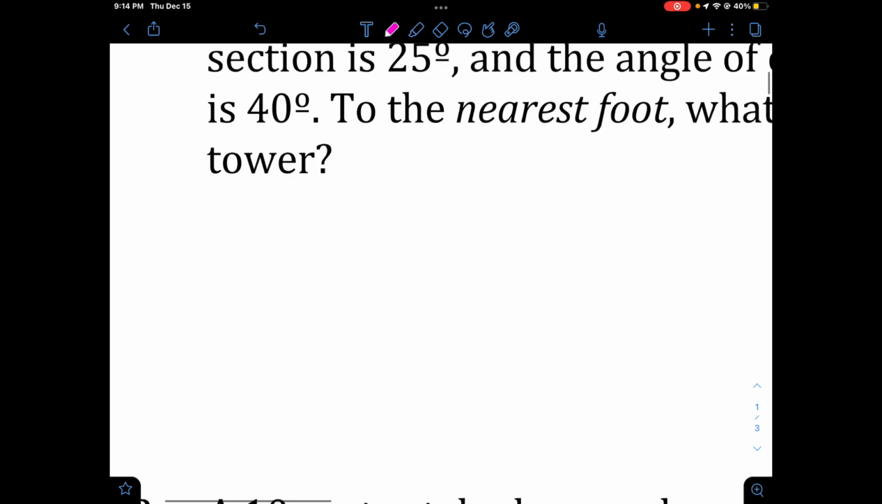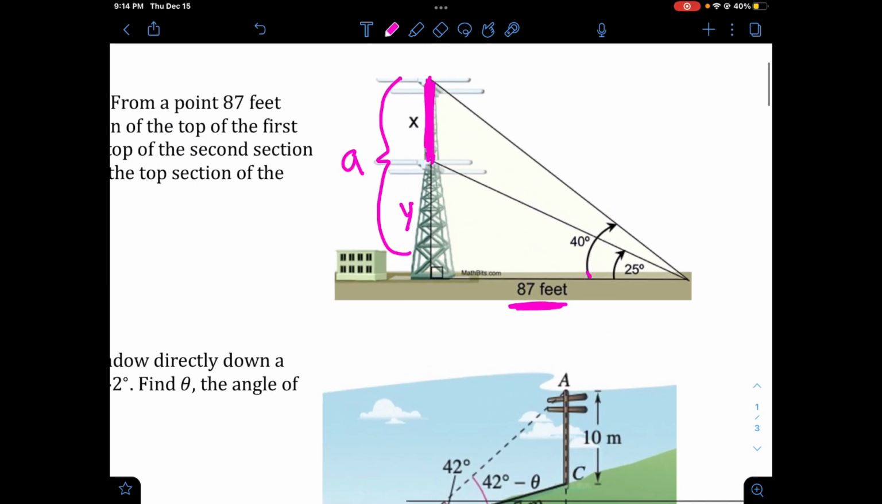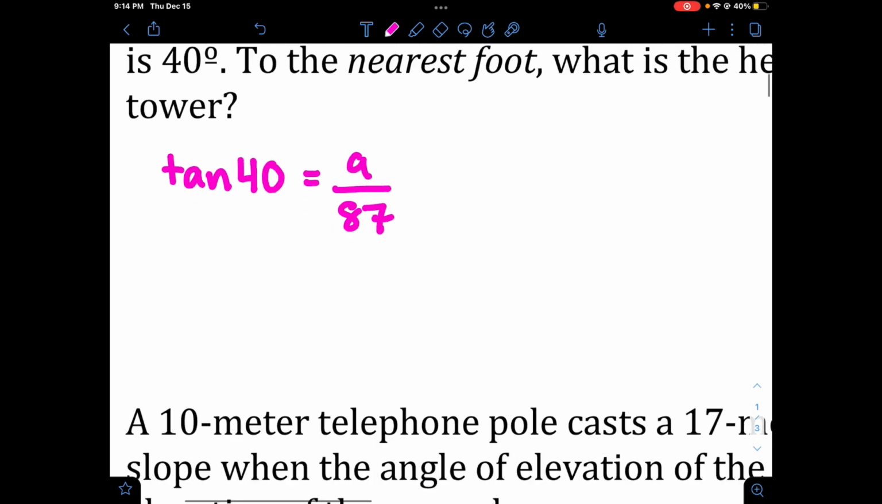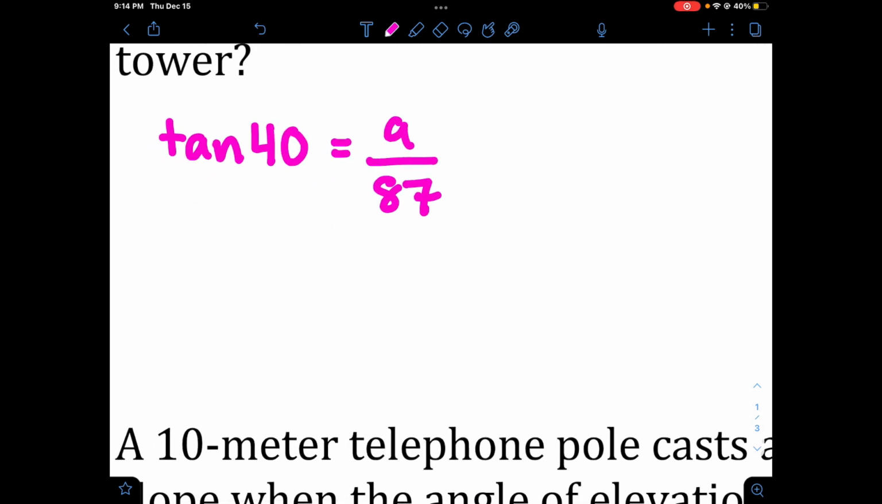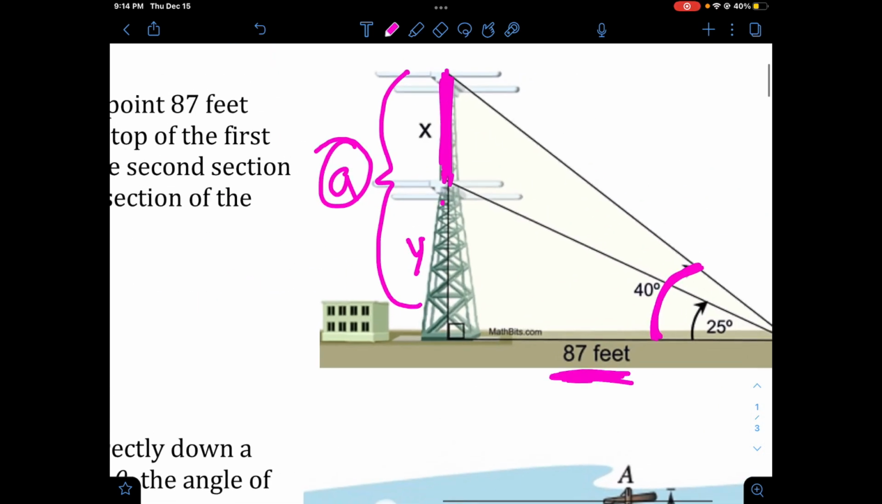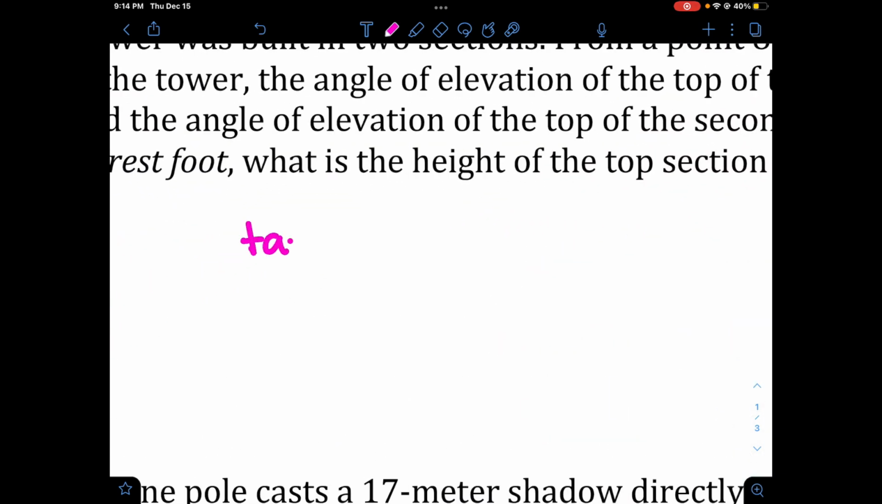To find that, we're going to use tan 40 equals A over 87. We're using 40 because it's the full angle right here, and then 87, we have that right here, and we're missing A. So with all of that, once you multiply that, it should be A equals 73.002.